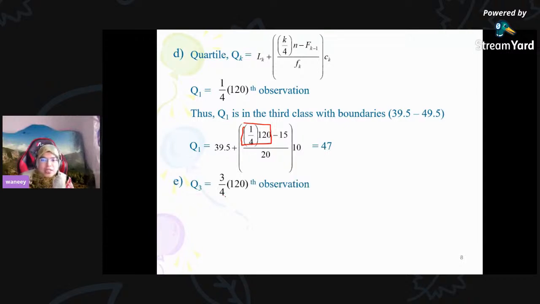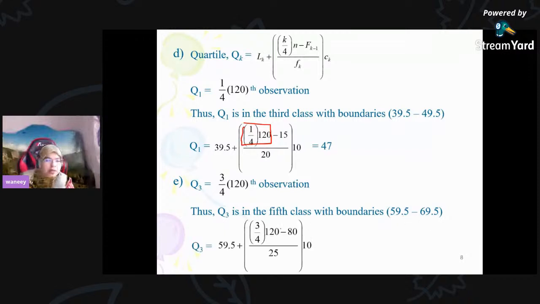The third quartile, so just now we already calculated, this is in the fifth class. The boundaries are 59.5 until 69.5. So 59.5 plus 3/4 times 120 minus the cumulative frequency before your class, and then over the frequency of your class, times the class size. So for this one, the value is 63.5. So the first quartile, the third quartile, do make sure to highlight them first. It will be much easier to handle them.